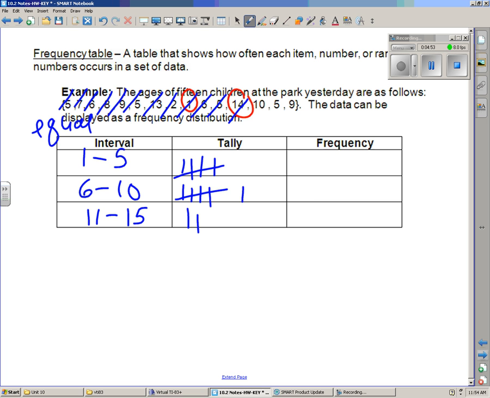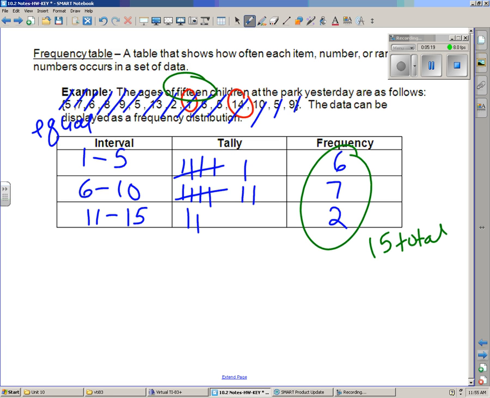14, 10, 5, 9. So if we add up the frequencies, there were 6 children between the ages of 1 and 5, there were 7 children between the ages of 6 and 10, and there were 2 children between the ages of 11 and 15. And that does, in fact, add up to 15 kids total, right? If I look at my frequencies, that gives me a total of 15, and I did, in fact, have 15 kids at the park. That's just a good check.